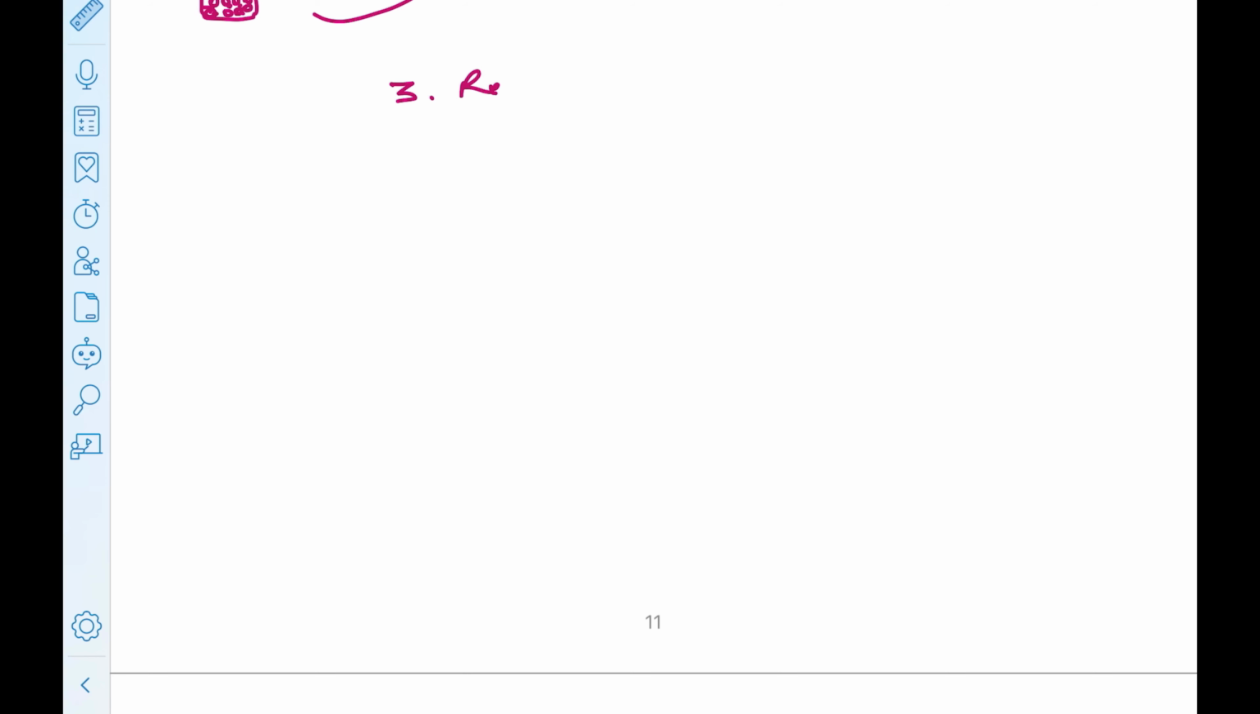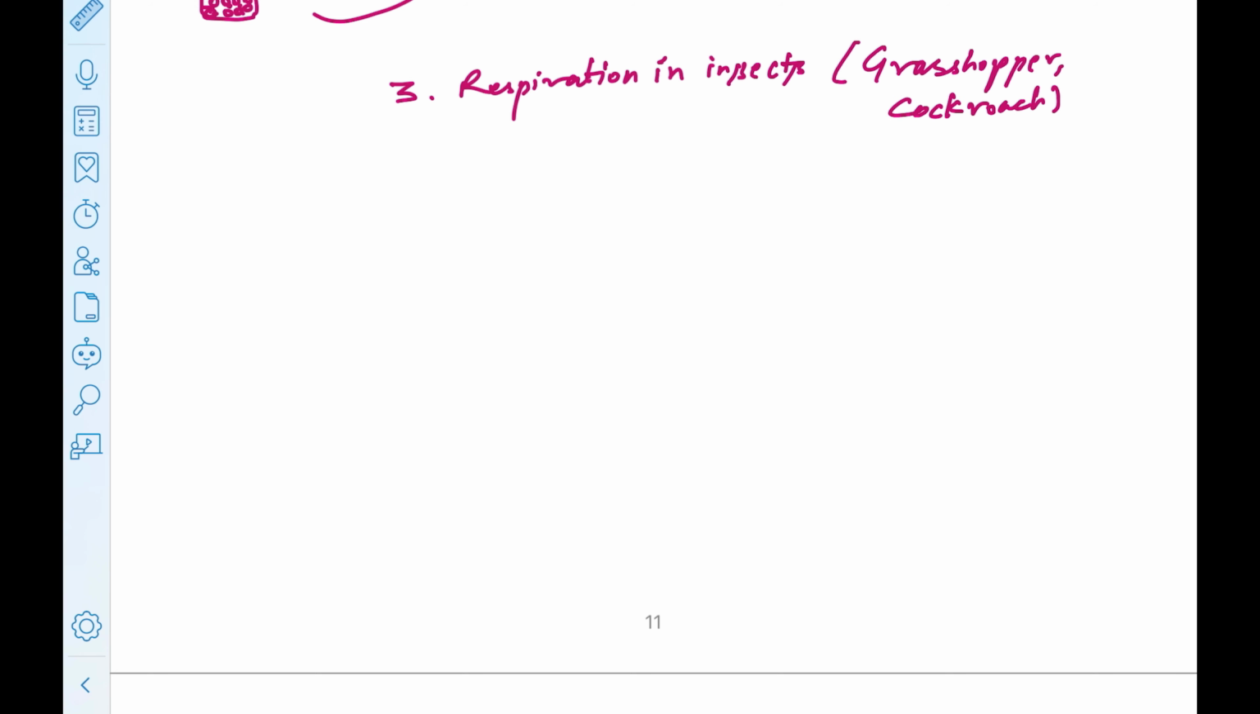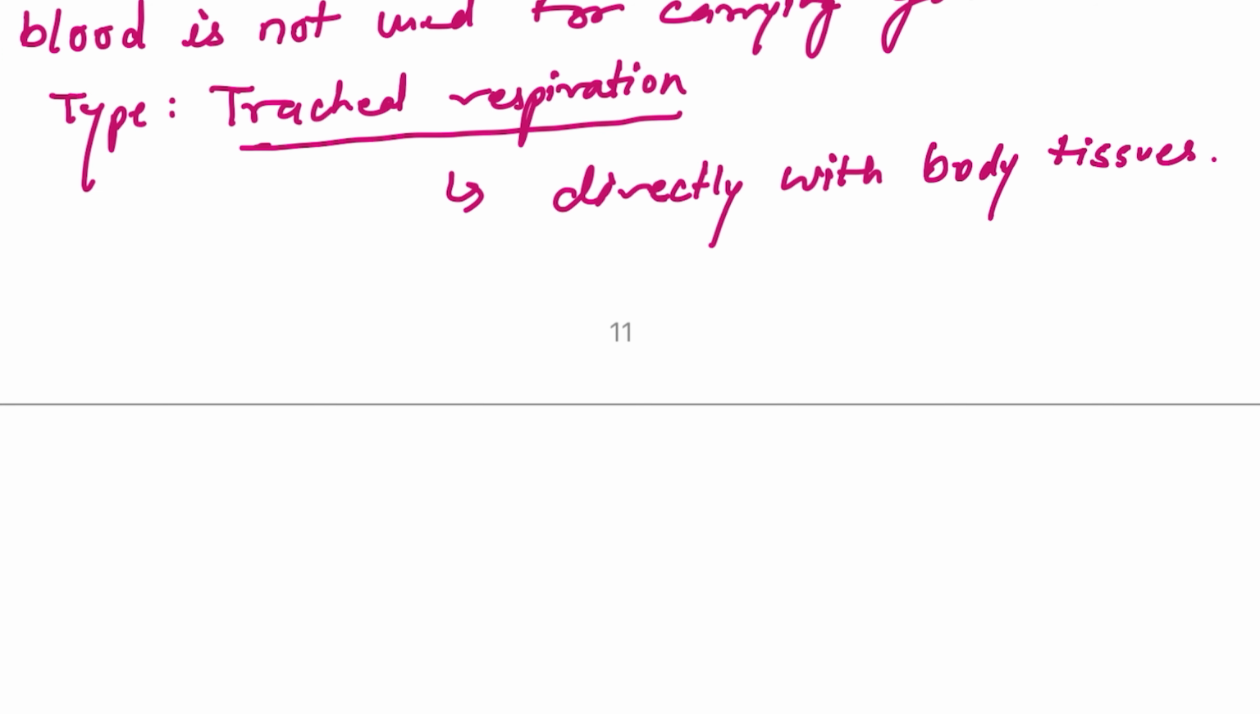Now, let's discuss respiration in insects like grasshopper, cockroach. Insects have a tracheal system. They have tiny air tubes called trachea. Okay, and unlike humans, insects do not have lungs or blood carrying oxygen. Instead, air reaches every cell through a network of tiny tubes called tracheae.